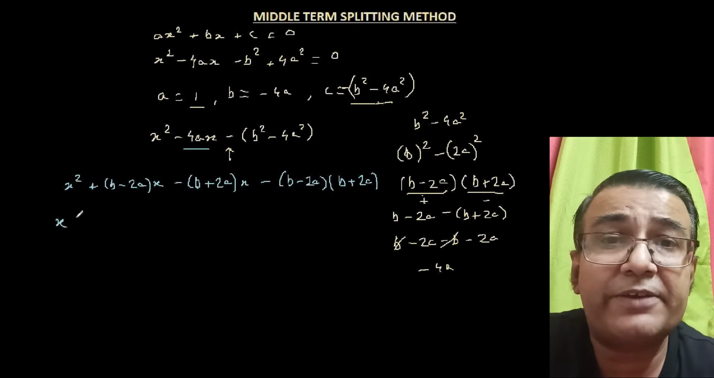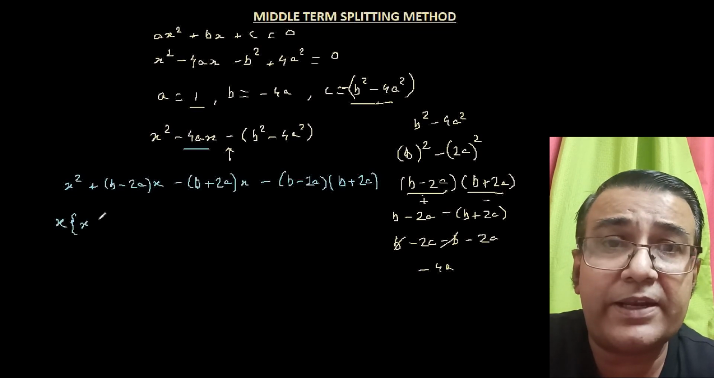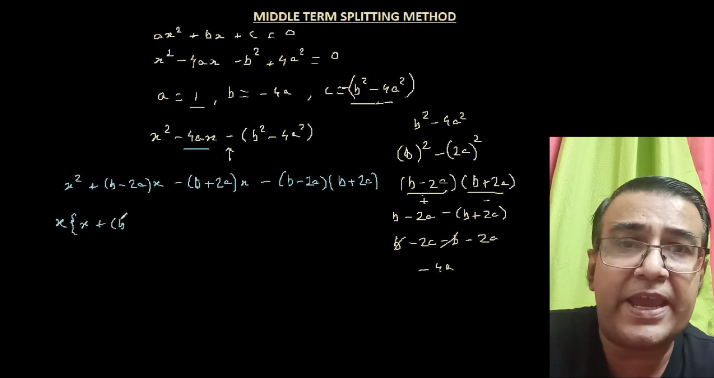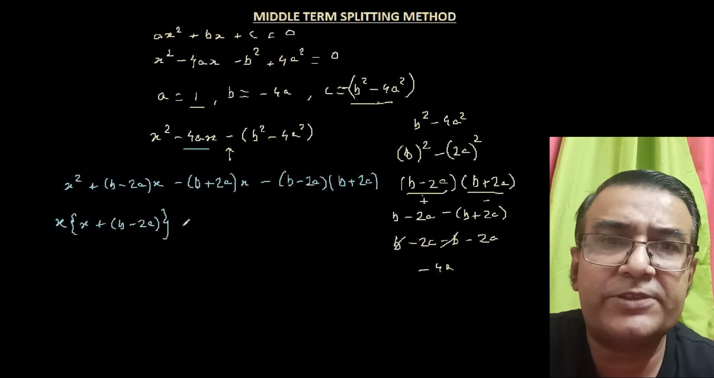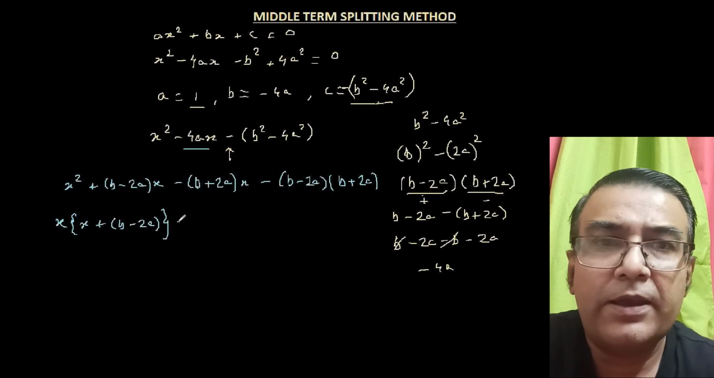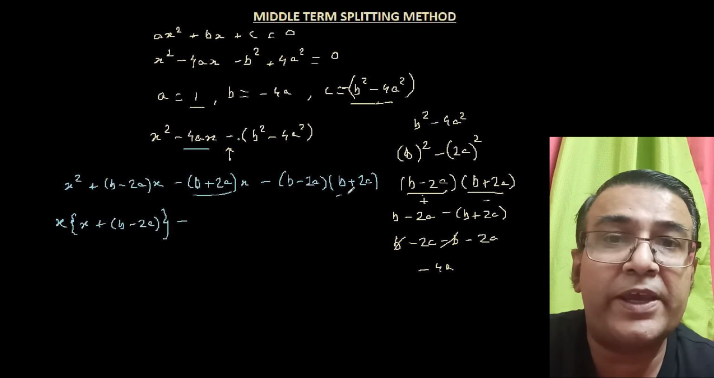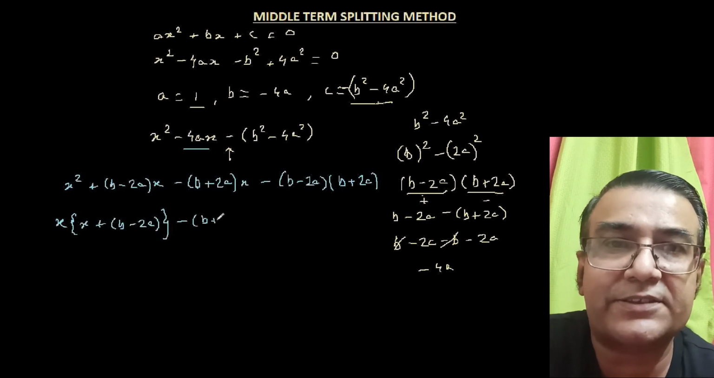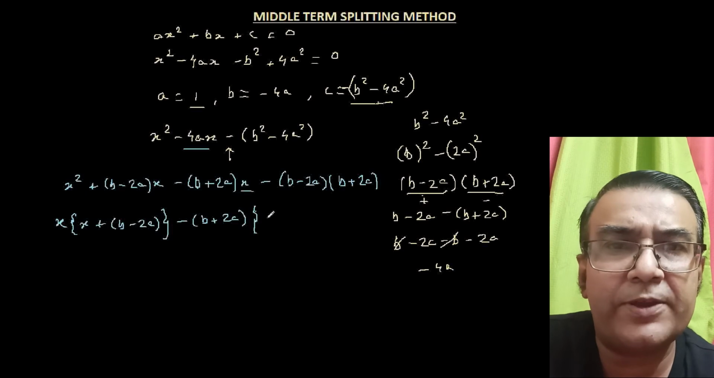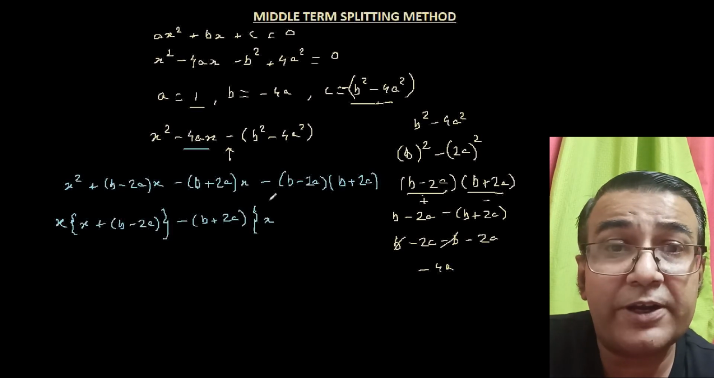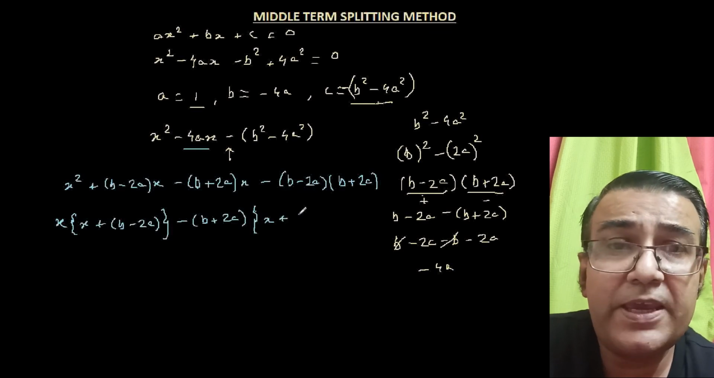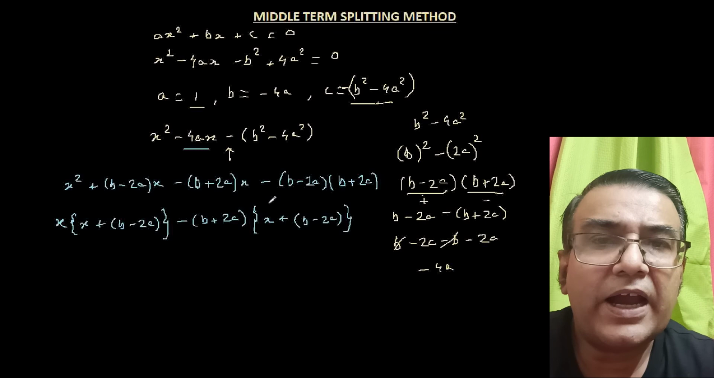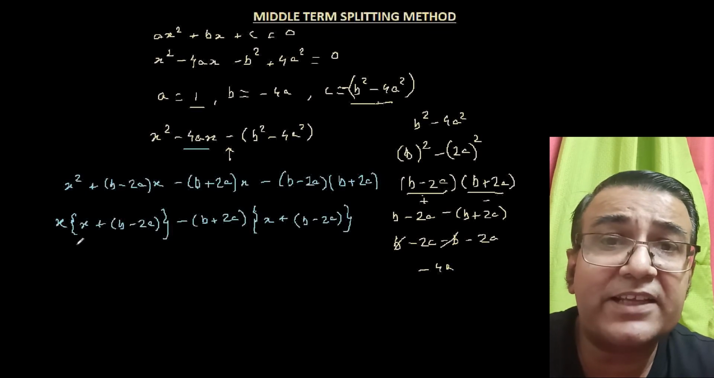Now looking at the first two terms, I can see that x is the only common factor there. So factorizing out the x, I can rewrite this as, within the brackets, I'll get x plus b minus 2a. And here in the second two terms, I can factorize out the negative sign. And also I see that b plus 2a is the common factor. So taking that as common, within the brackets, I'll be left with x here. And since we have already factorized out the negative sign, this will become plus b minus 2a is what is left here.